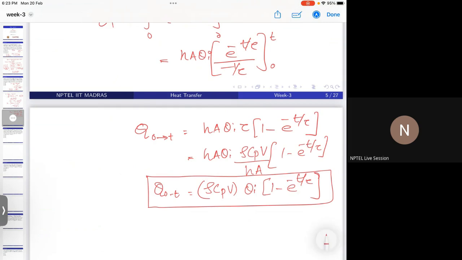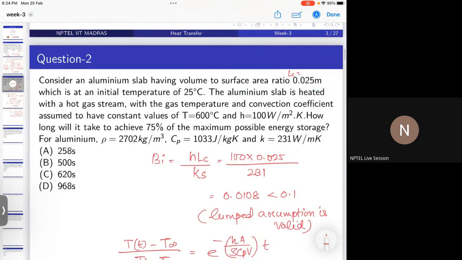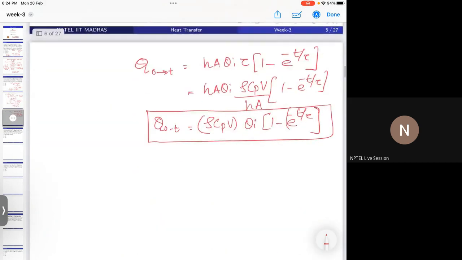Okay, so this quantity will become maximum when this part becomes 0, right? Or at t tends to infinity, the maximum amount of heat gets stored in the slab. For example, if you see, the temperature of the aluminum slab will exponentially reach the gas stream temperature. It won't be the exact value of, sorry, not 66, 600 degrees Celsius. It will exponentially reach it if you see the curve. So at t tends to infinity, we can say that the maximum possible heat transfer has happened.